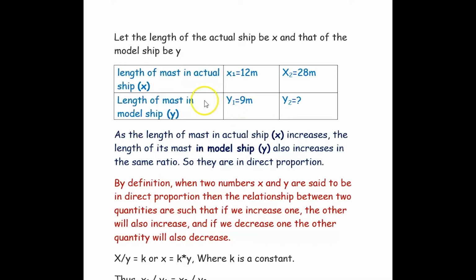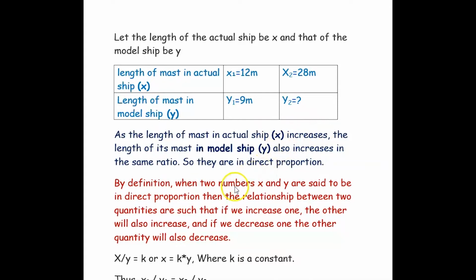Next, what is given? Length of the mast in the actual ship, 28 meters. Let us take that as x2, and the corresponding length of the mast in the model ship, which we want to find, we will take as y2. Now, as the length of the actual ship increases, the length of the model ship will also increase. So they are in direct proportion.